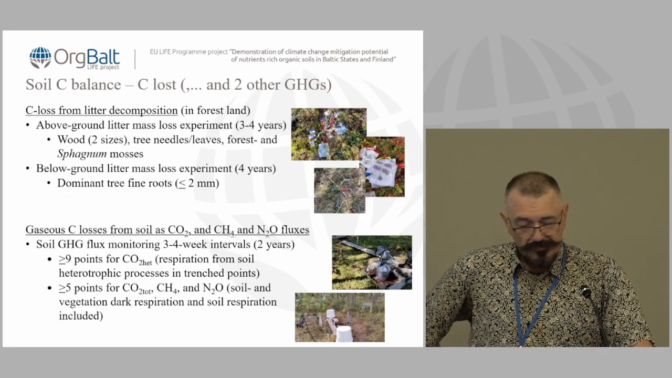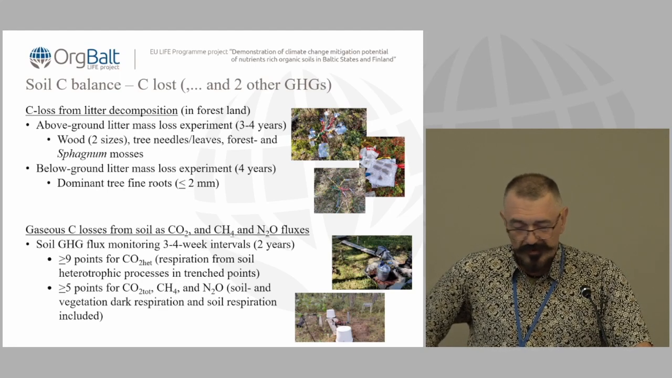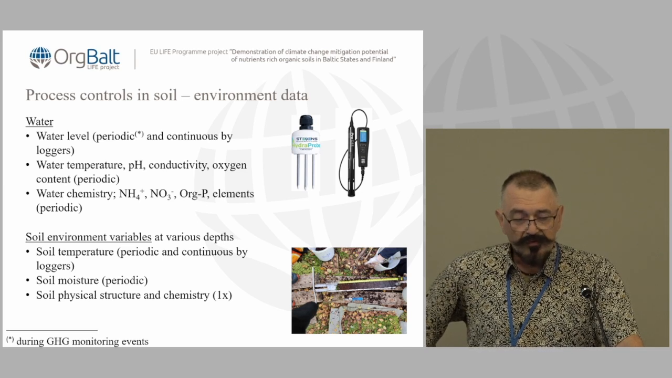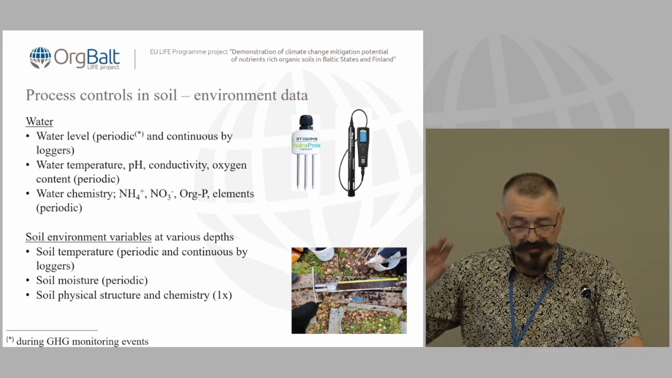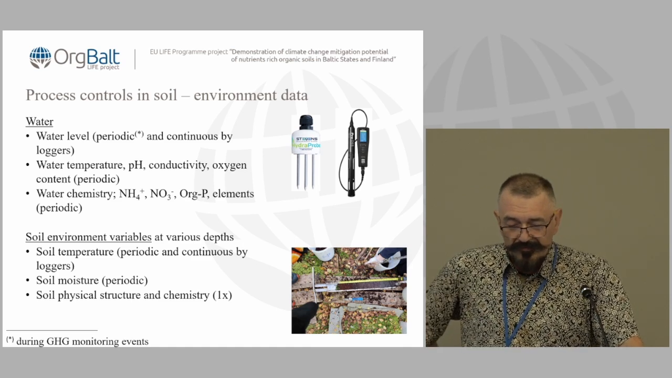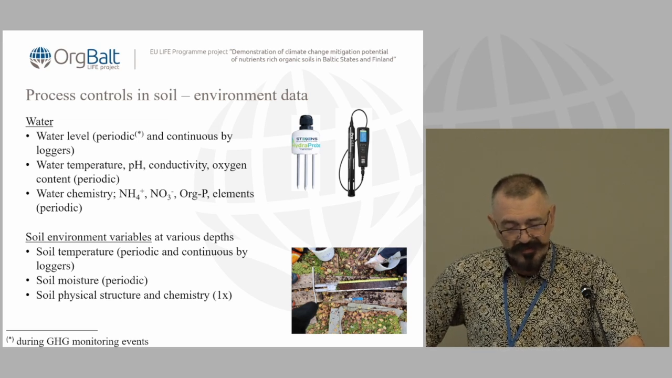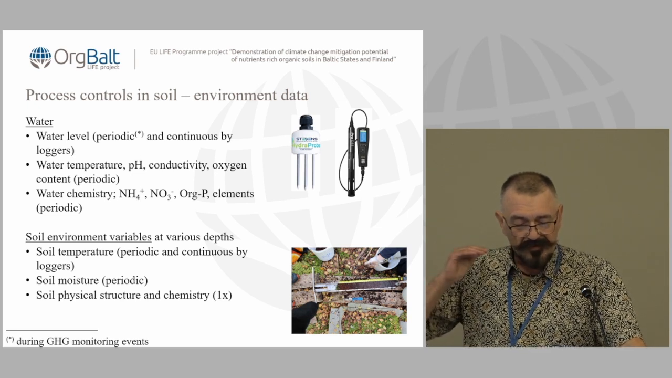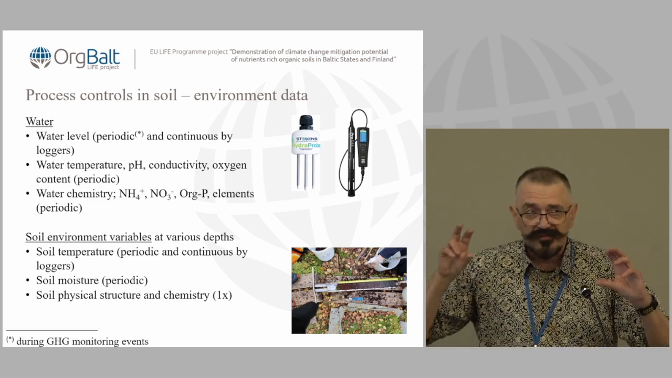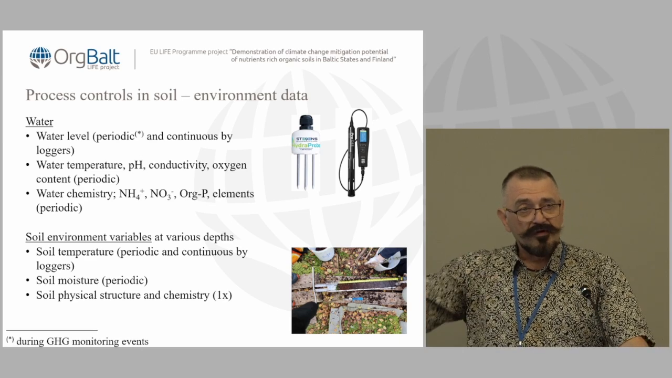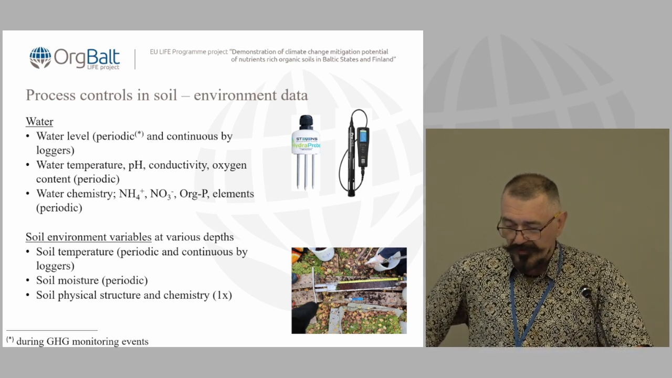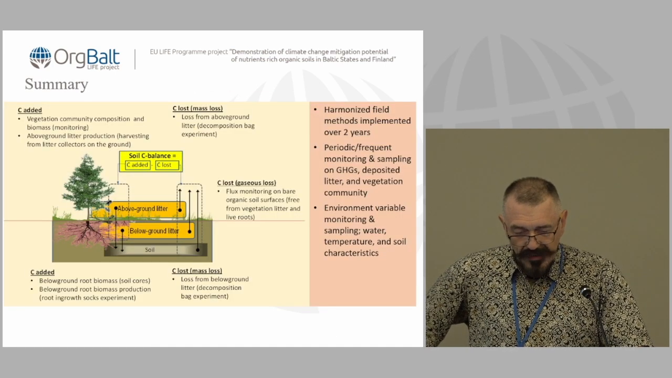Of course, this gives the soil carbon balance or greenhouse gas balance for the soil, but it would not be worth much if we didn't have quite extensive environmental condition monitoring. So we measured the water and soil characteristics. Water level is one of the drivers well known to influence greenhouse gas emissions. But we also looked at the water temperature, pH, conductivity, oxygen content, and chemistry in the plots by periodic sampling. And in soil, we monitored soil temperature at different depths, not only during the gas flux monitoring events at the field site, but we also had loggers to get over-year data from the site. And the soil physical structure and chemistry was monitored by one-time sampling and laboratory work on the samples. So this is actually the summary.